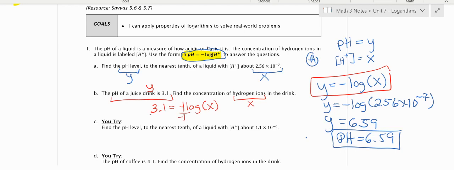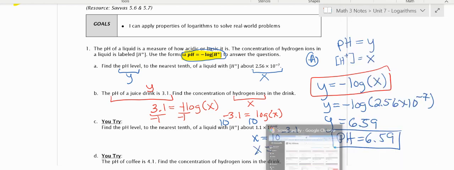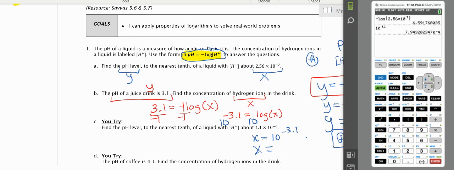That negative 1 in front, I'm going to divide by negative 1. And then to undo the log, I'm going to do my inverse. So I'm going to raise it to the 10. Right? So now I have X equals 10 to the negative 3.1. If I put that into my calculator, and I don't have to do anything to solve for a variable, I'm going to get a pretty small number, right? So that E means scientific notation. So my answer, I could actually write it in scientific notation if I want. It's 7.94 times 10 to the negative 4.